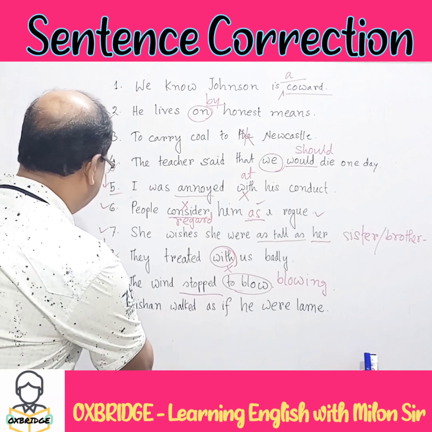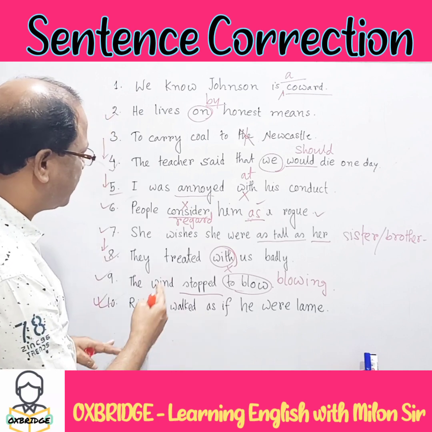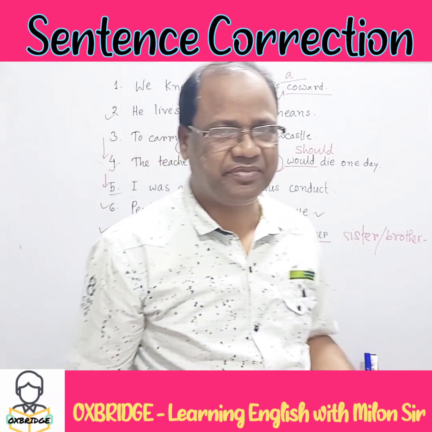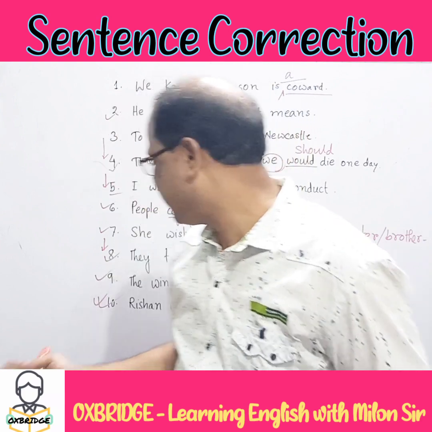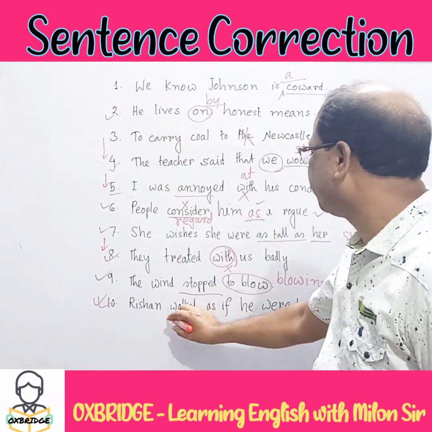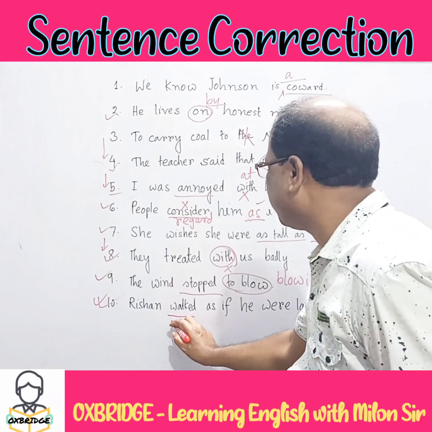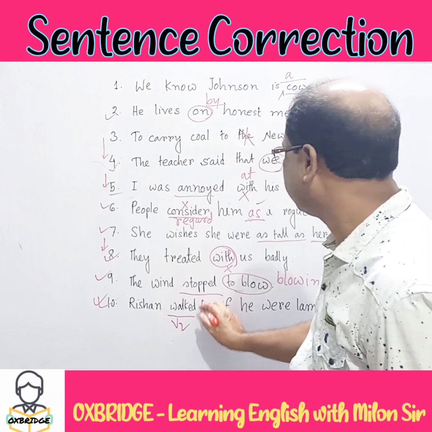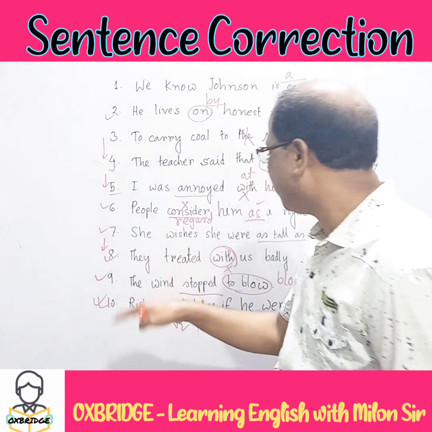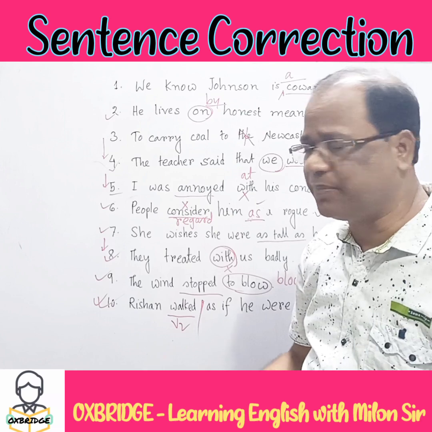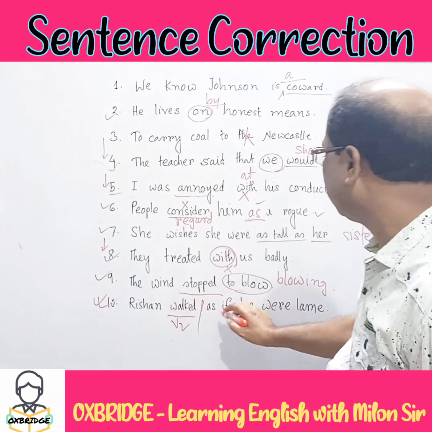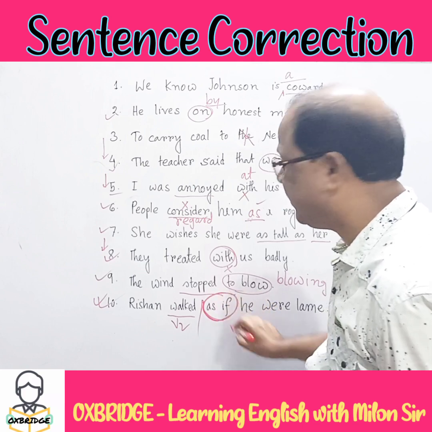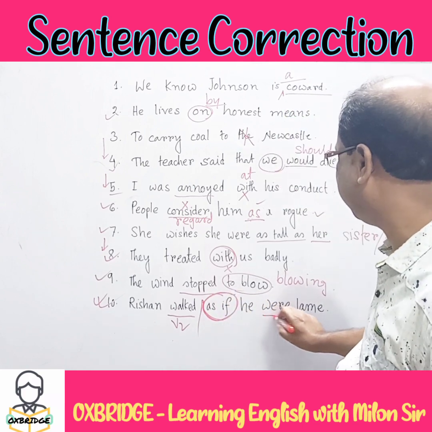So, the wind stopped blowing. Next one, that is the last one. Rishan walked as if he were lame. The sentence, Rishan walked. Here walked, we look at verb 2, that is past form. The previous clause is given in the past form, that is verb 2, walked, and these 2 clauses are connected by as if, and they are past tense.